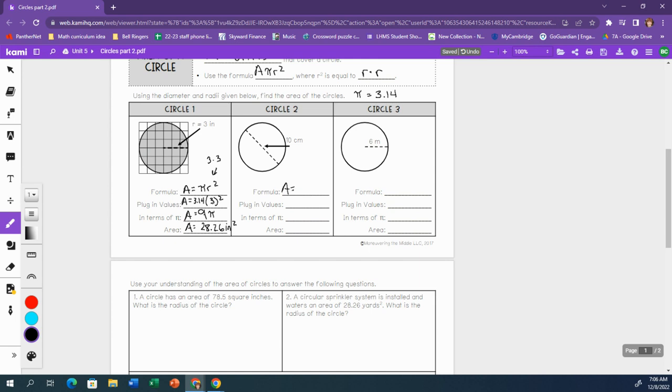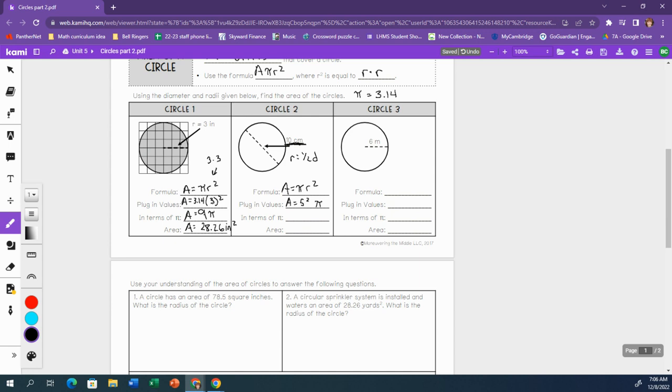Formula. A equals pi r squared. A equals, here's our radius. Oh no. Whoa, tricky. This is our diameter. So the radius equals 1/2 of the diameter, right? So what is 1/2 of that? That's 5 squared and then pi. Okay.